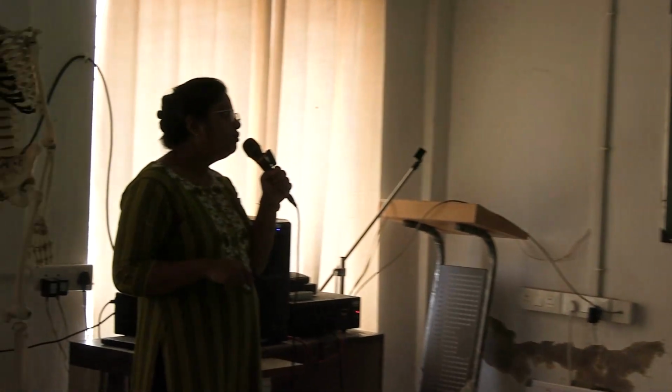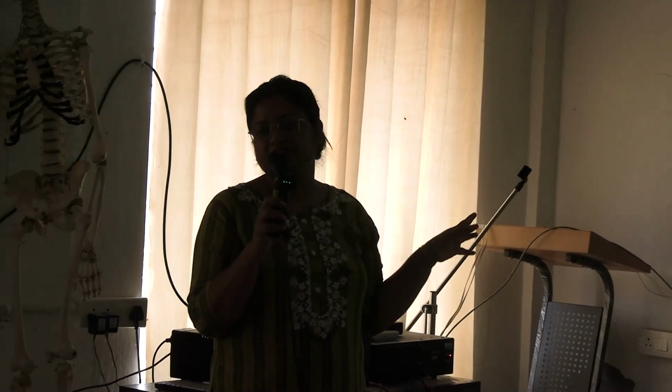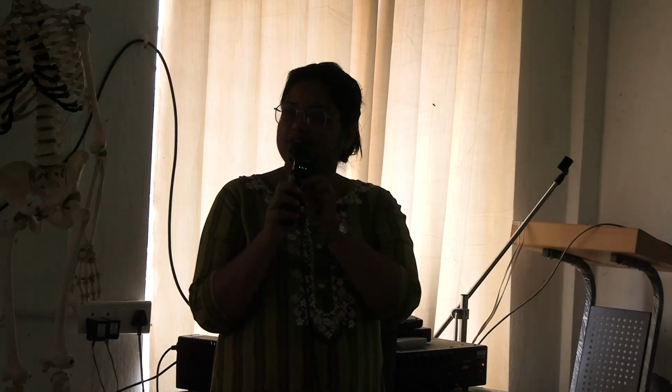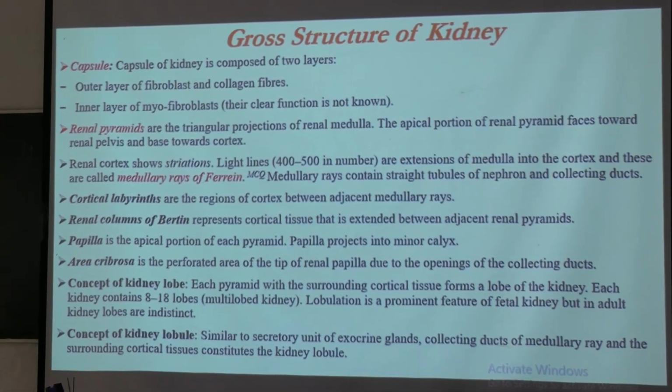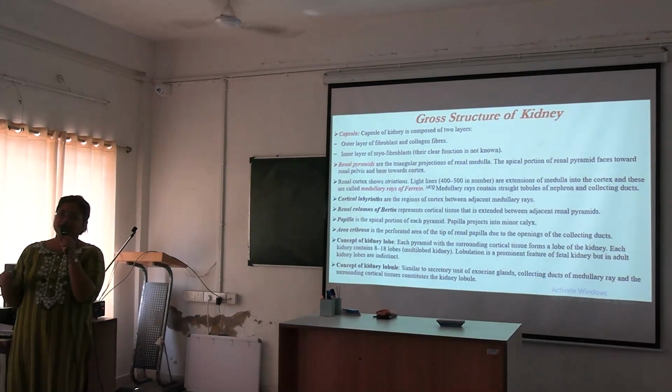Concept of kidney, lobe and lobule. This is also asked in your viva. You should clear the concept about what is lobe of kidney and lobule of kidney. And this is also important for blood supply of kidney. Blood supply of kidney is very important, a long question. You also have to practice a schematic diagram for that blood supply.